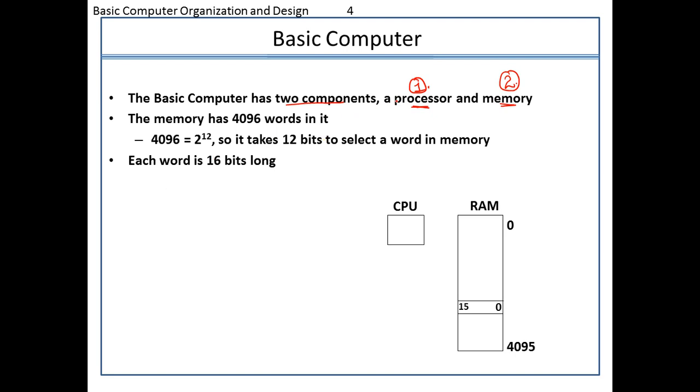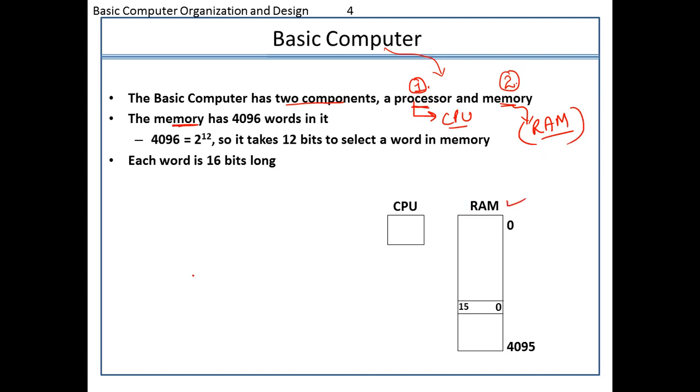Now, if I talk about the processor, then I will simply say this is the CPU, nothing more than that. When I am talking about memory, I am talking about simply RAM, nothing more than that, in the context of the basic computer. So, what exactly is the memory? Let's talk about this RAM first.